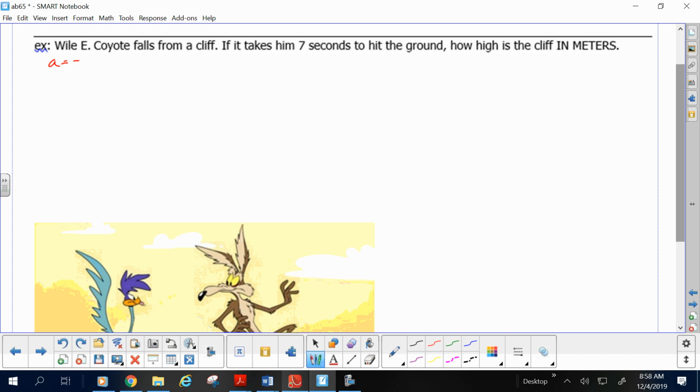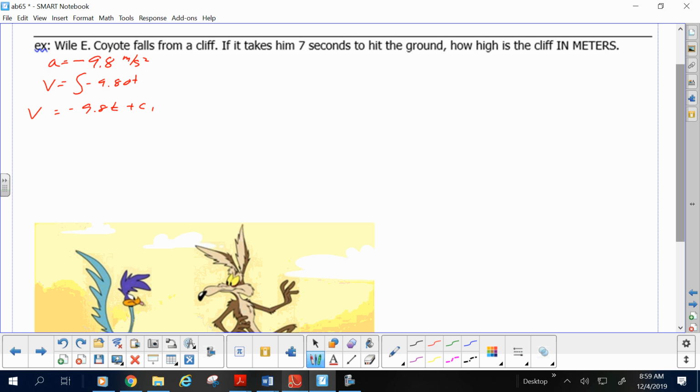Acceleration due to gravity, in this case, do I use negative 32 or negative 9.8? Negative 9.8. Why? Because it's in meters. So we use the acceleration constant for meters, which is negative 9.8. Now we go to velocity. If we want how high, we need the height equation. But I can't get the height equation until I have the velocity equation. So I'm going to find the velocity first, then the height. How do I get velocity? Antiderivative of acceleration, which is negative 9.8t plus a constant.